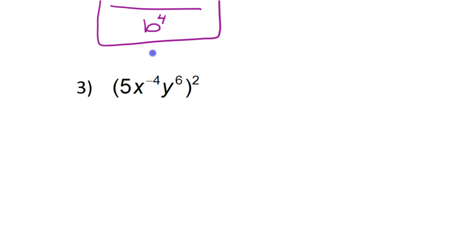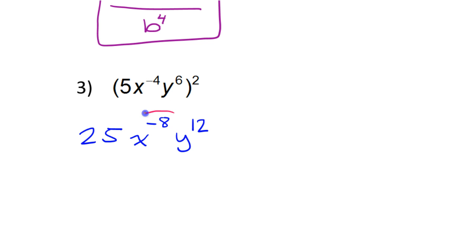Alright, now number 3. We are squaring everything inside of the parentheses. So if you do 5 to the 2nd power, that's going to be 25. Now for the rest of these, when you have a power raised to a power, you multiply. So this is going to be x to the negative 8 and y to the 12th power. Alright, a power to a power you multiply, but you don't multiply 2 times 5 and put 10. This is 5 squared, so it is 25.